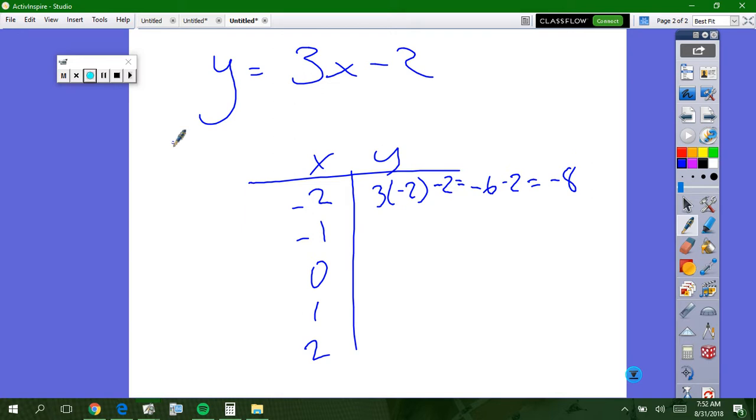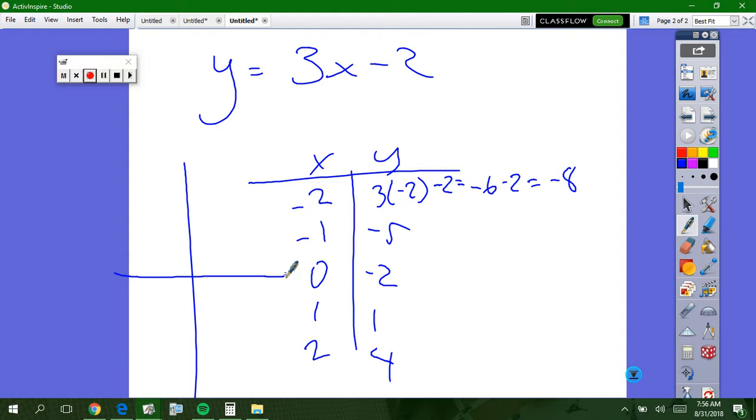All right. Then I plug in -1. 3 times -1 is -3 minus 2 is -5. This one's going to be -2. This one's going to be 1. And this one's going to be 4. All I did was, once again, plug them into my equation, didn't I? Right? Okay. Now we're going to go ahead and plot these values.